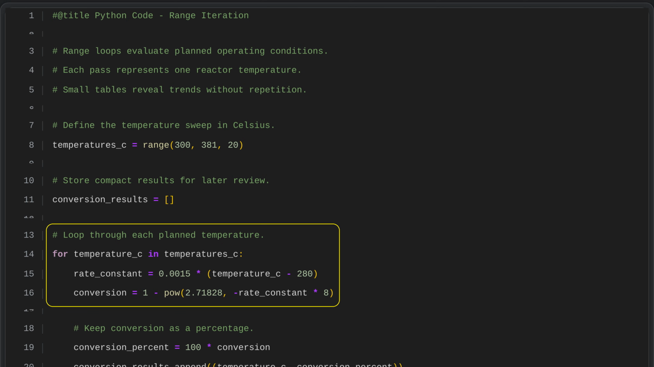For each temperature in the range, the rate constant is calculated as 0.0015 times the temperature above 280. This temperature-dependent rate is then used to find the conversion as 1 minus an exponential decay term over 8 time units. The resulting conversion shows how efficiently reactants become products at each temperature.